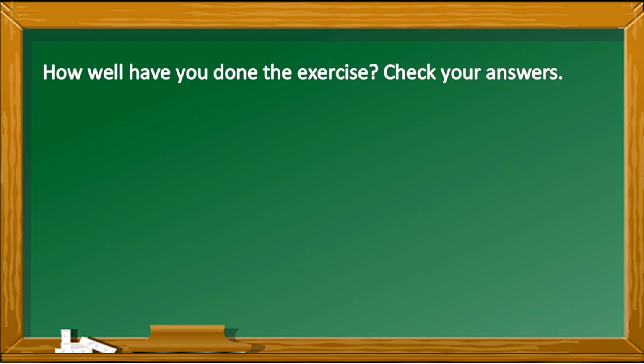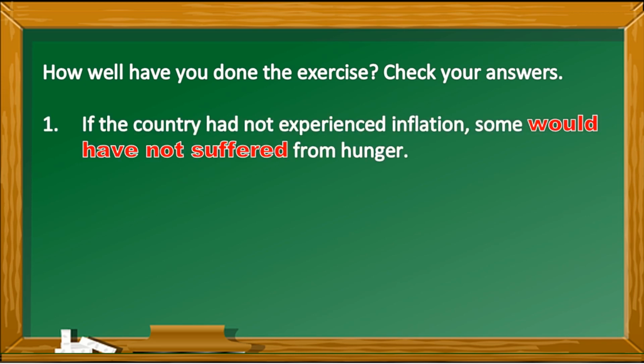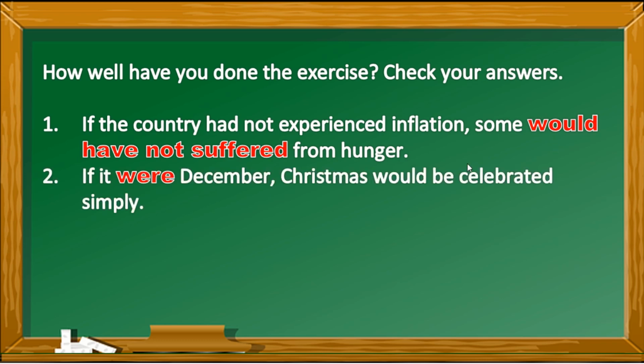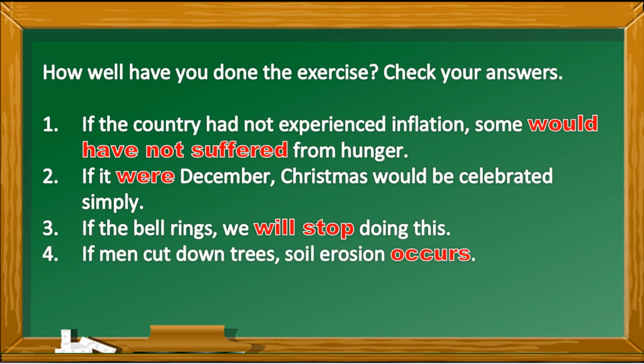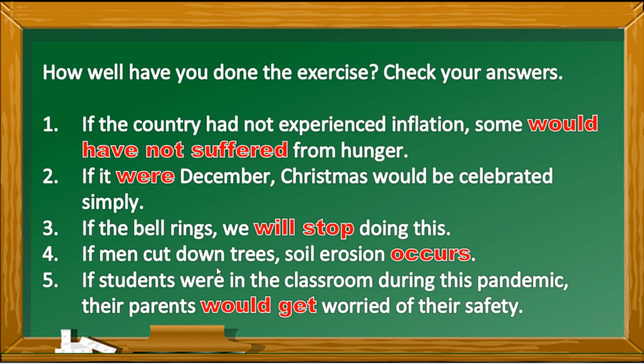Okay, so how well have you done the exercise? Check your answers now. The first one, if the country had not experienced inflation, some would have not suffered from hunger. There, past perfect, had experienced, and so you're going to use future perfect tense in past form, would have not suffered from hunger. Then, were, and this is also in the past tense. Then, rings, present tense, and the other verb is in the future tense. Then, caught, present, and this is a general truth, so it's also present tense. And then the last one, past tense, and so you must use also the past tense there.